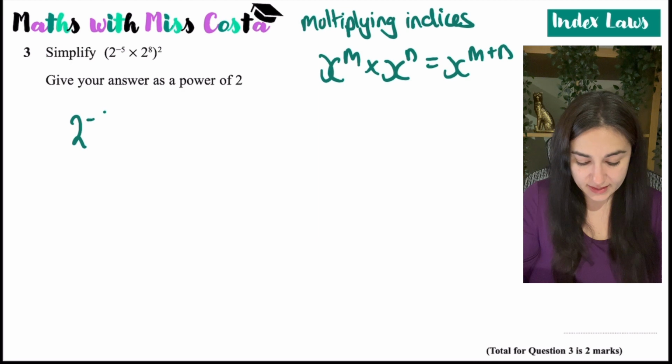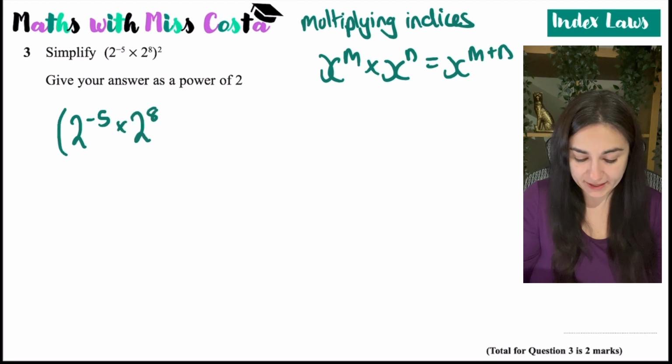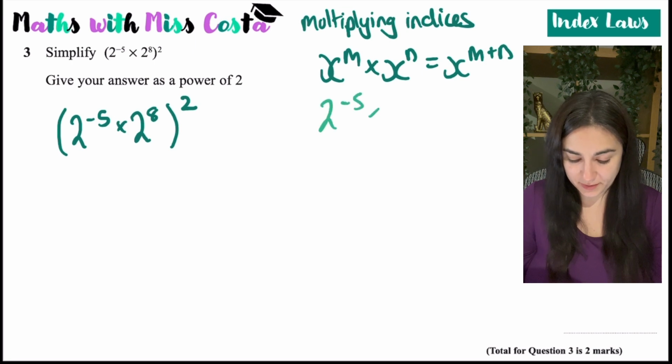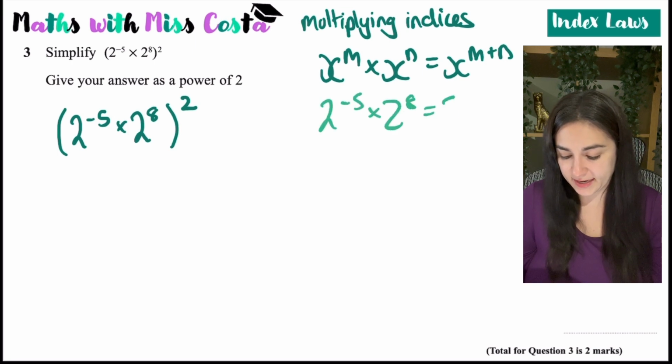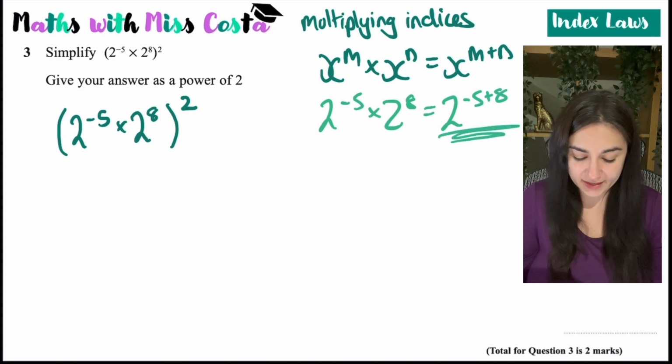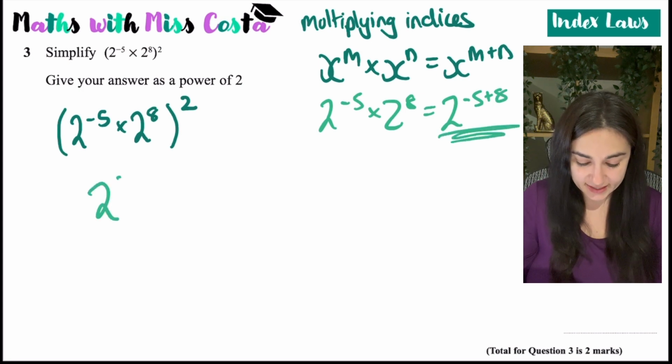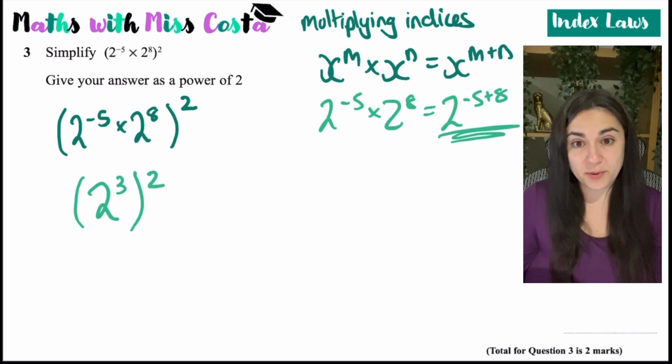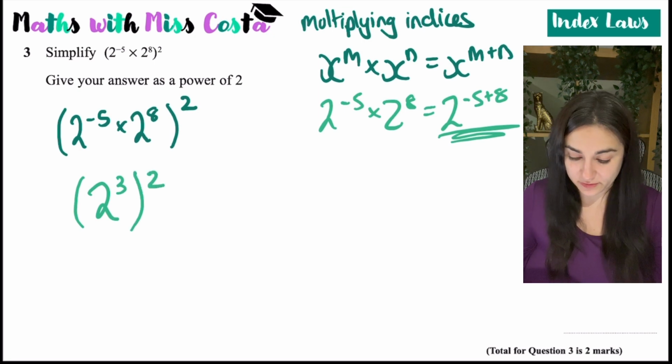So let's work out what's in the brackets first, because using BIDMAS, you always have to do what's in the brackets. So -5 plus 8, because I know 2 to the power of -5 times 2 to the power of 8 is going to be 2 to the power of -5 plus 8. Okay, so there's my working. -5 plus 8 is 3. So then I've simplified this to 2 cubed to the power of 2.